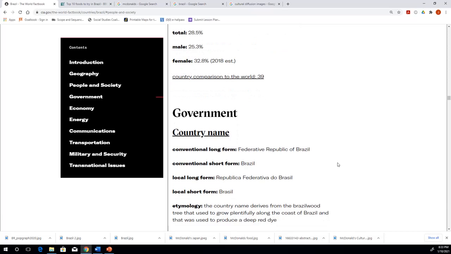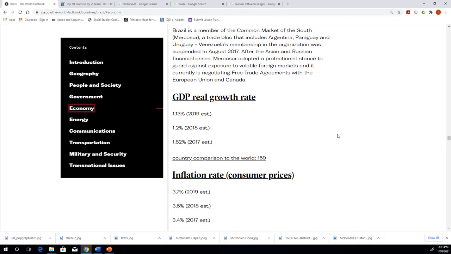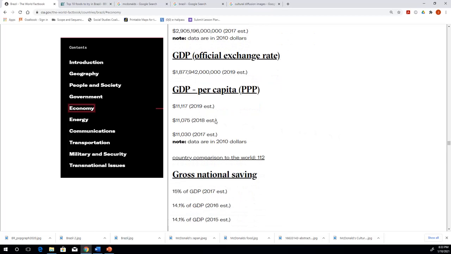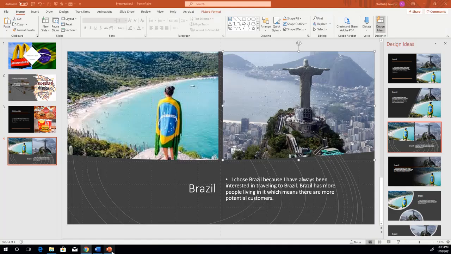Let's check under economy. Here we go. GDP per capita. This is what the average person makes per year. Okay. So we're just going to save that information. We need to open up, create a new slide.